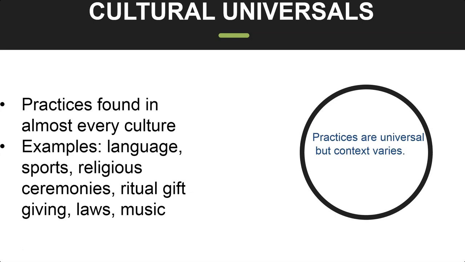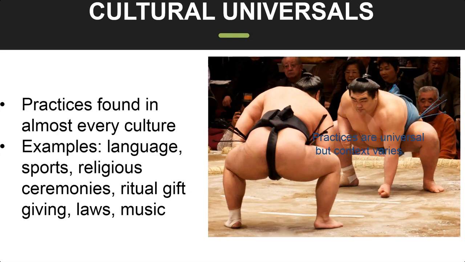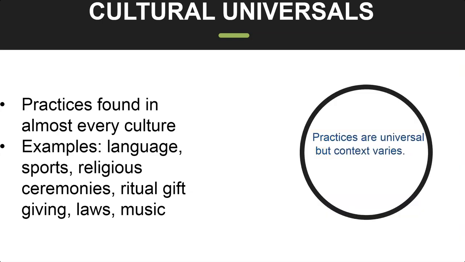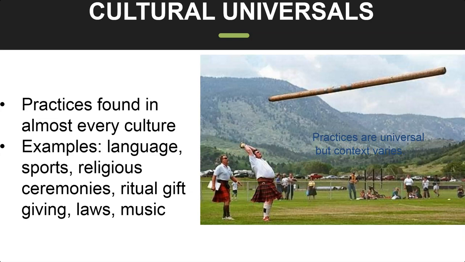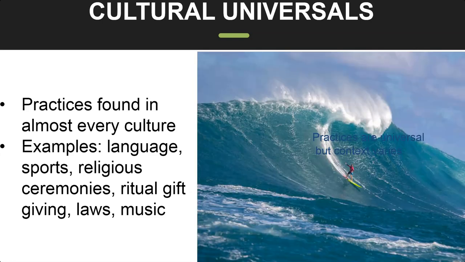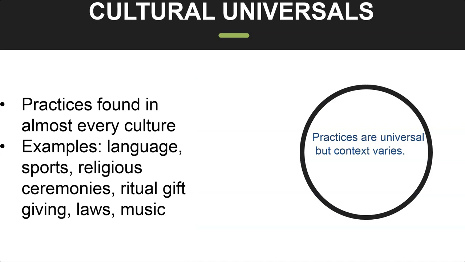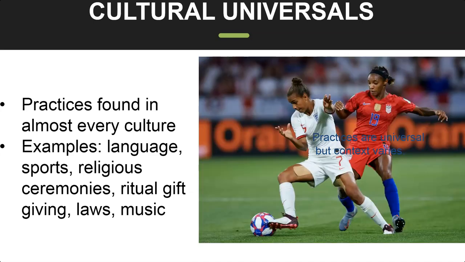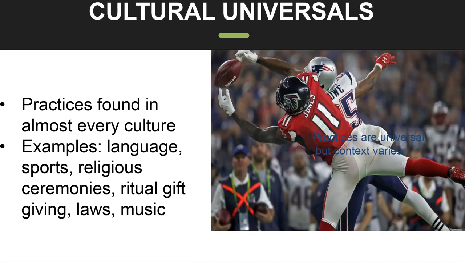Let's look at a wide variety of sports. While sports may be a cultural universal found in almost every culture, the practices and the contexts vary. Whether it's sumo wrestling, or caber tossing, or surfing, there's a wide variety of sports available in different cultures because the contexts in which they manifest are very different.